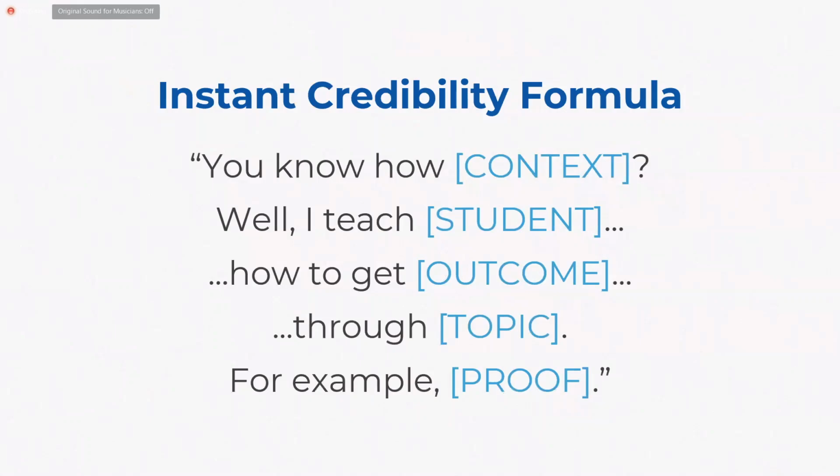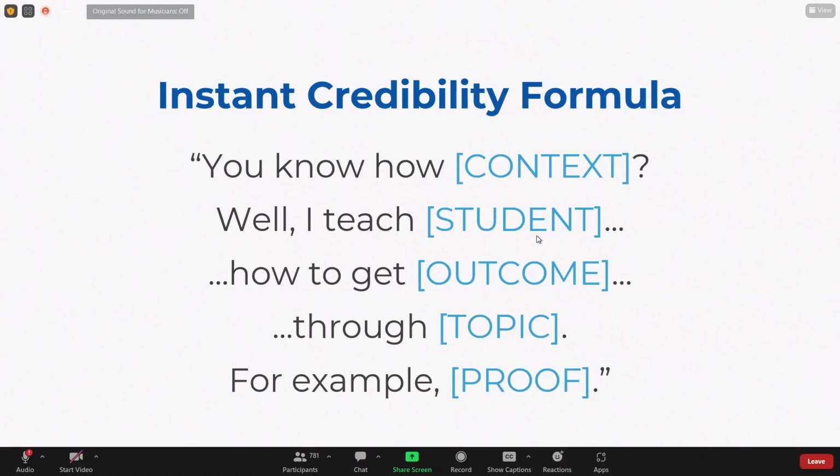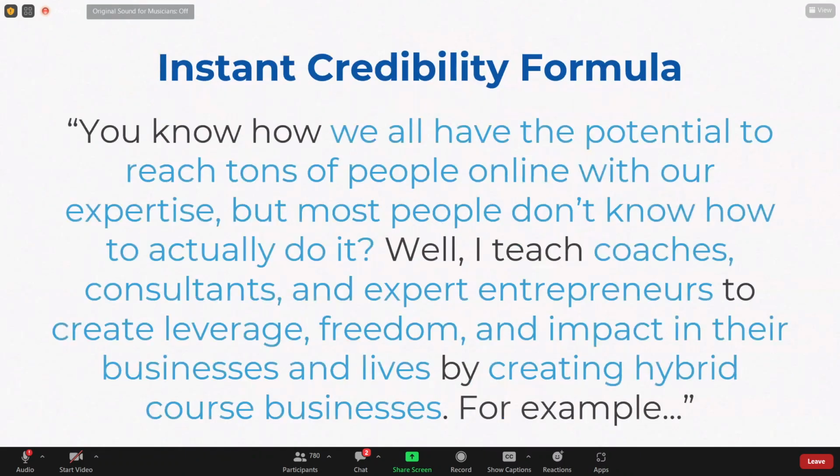For example, here's an element of proof. So again, if you want to copy this down, go for it. This is the instant credibility formula. You know how? Context. Well, I teach student how to get outcome through topic. For example, proof. So here's an example of a real live filled in instant credibility formula. You know how we all have the potential to reach tons of people online with our expertise, but most people don't know how to actually do it?